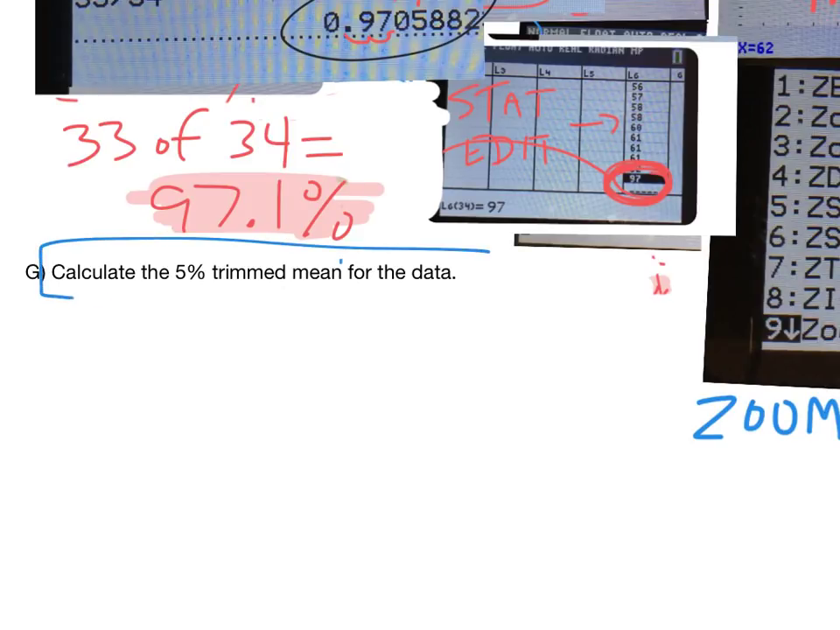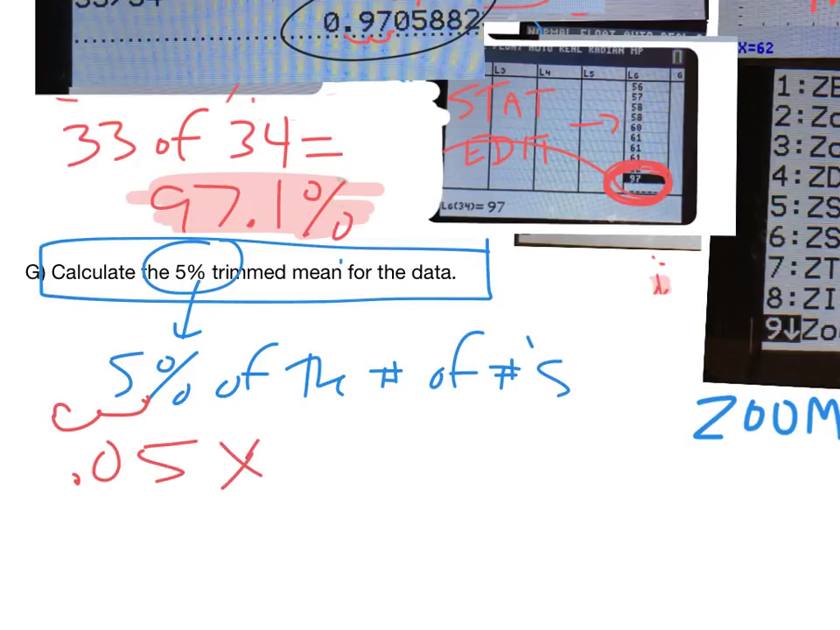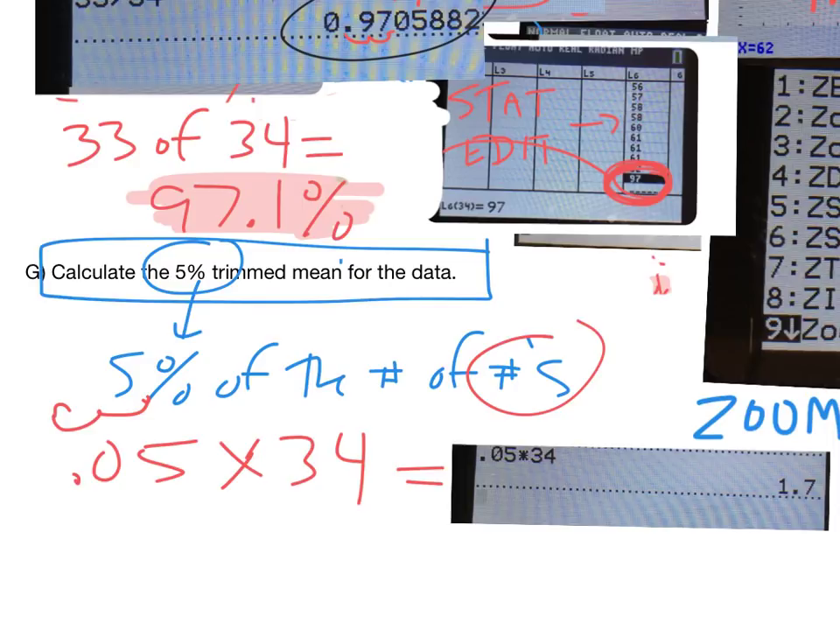Next up, we're going to calculate the 5% trimmed mean for the data. So the first thing we're going to do is calculate 5% of the number of numbers. In this case, the number of numbers was 34, so we're going to do 0.05 times the number of numbers, 34. When we do this on our calculator, we're going to get 1.7. We're going to round the 1.7 to 2.